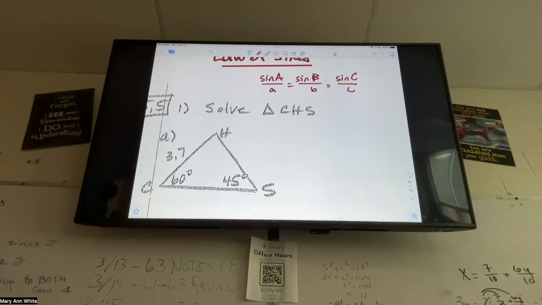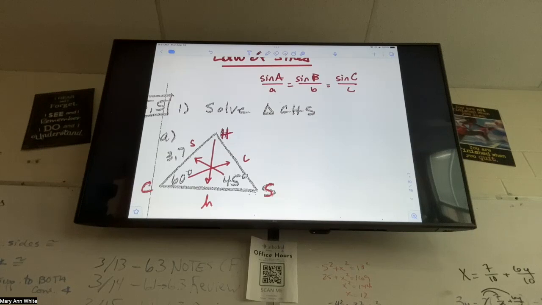Okay, so first thing is I labeled this triangle CHS. So the side across from big C is going to be called little c. The side across from big H is going to be little h. And the side across from big S is going to be little s. You don't need to write all those arrows in your picture, but at the end of the day, you need to know which sides go with which and which angles go with which.